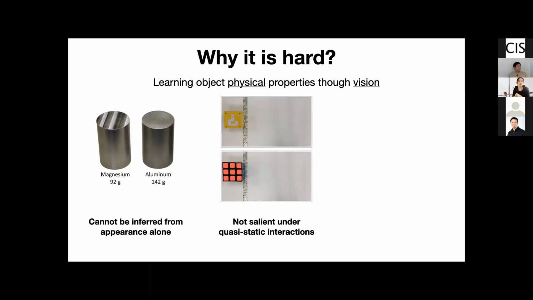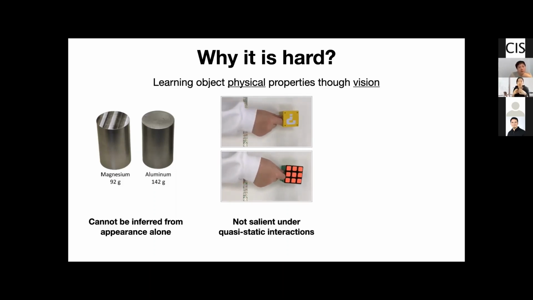A more subtle reason why it is hard to estimate physical properties from vision is that even if we use interactions, if the interaction is quasi-static, the physical properties will still be hard to observe. In this example video, we push two blocks with very different weight and friction. But at the end of the interaction, both of them stop in the same location because we use this very slow quasi-static pushing. From the vision data alone, we cannot see an obvious difference. Therefore, it's very hard for us to reason about their underlying physical properties.